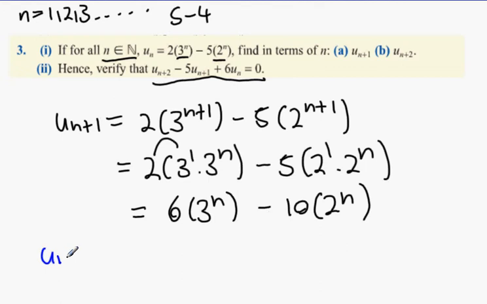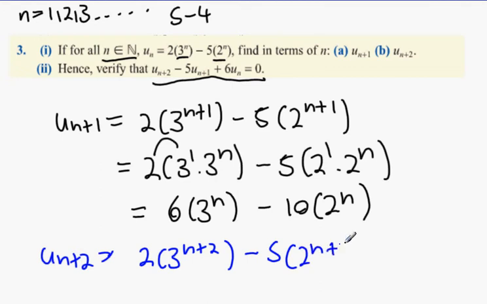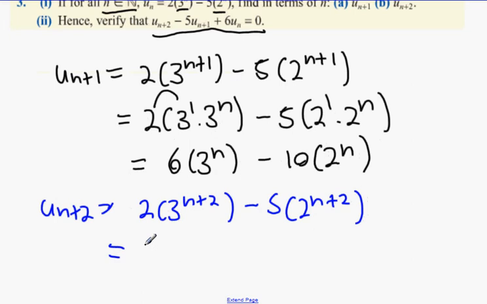Now we've got to do u of n plus 2. Replace all n's with n plus 2. 2 brackets 3 to the n plus 2, close bracket, minus 5 bracket 2 to the n plus 2. What do I do this time? Anybody tell me? 2 multiplied by, what goes in here? 3 squared, 3 to the n. What about this one?